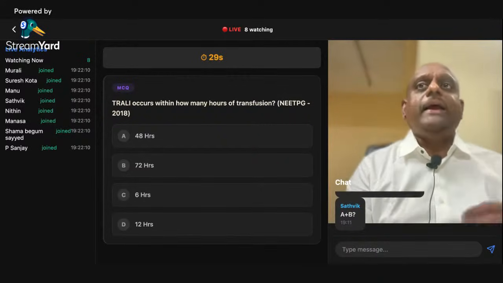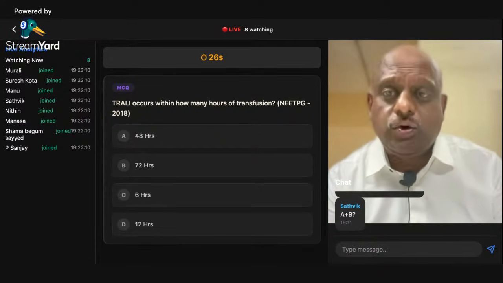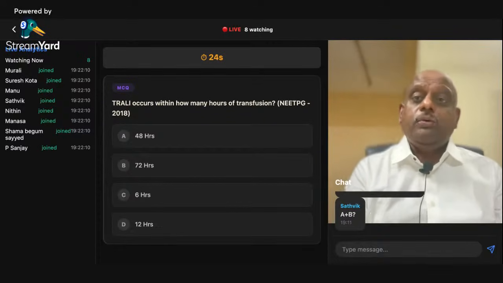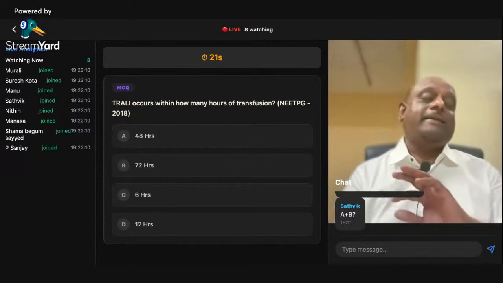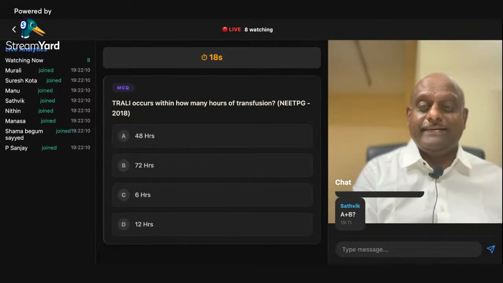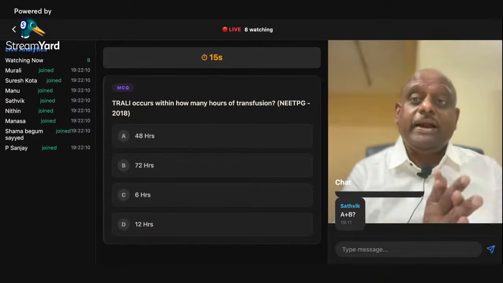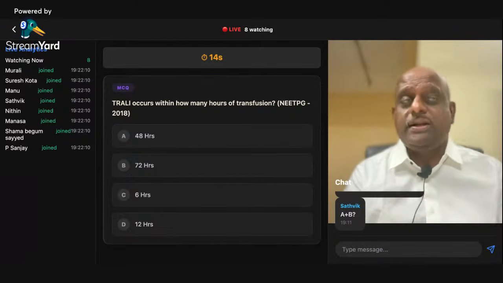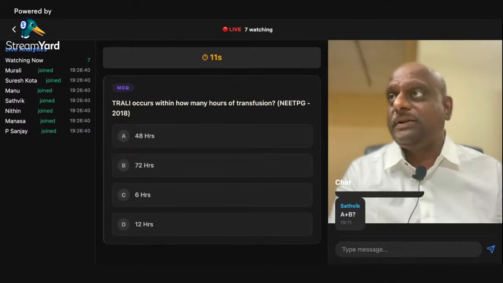Now, TRALI, that is transfusion related acute lung injury. How many hours after the transfusion does TRALI happen? And all differences between TRALI and the other complications of the transfusion, like a mismatched transfusion, you should know the differences, right?